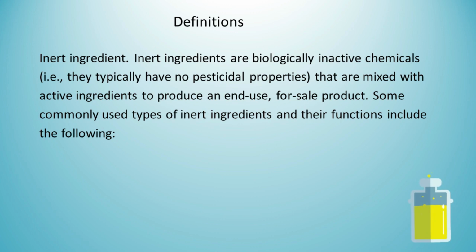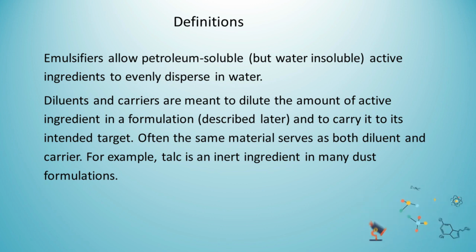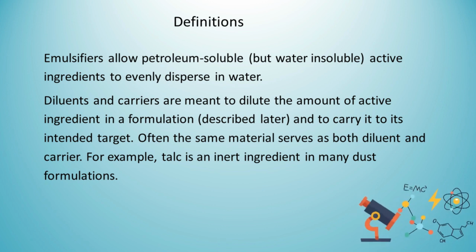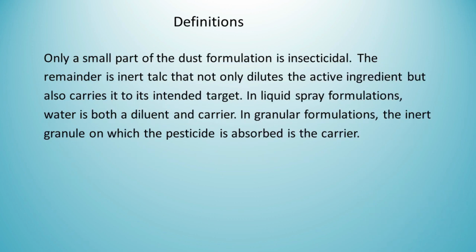Some commonly used types of inert ingredients and their functions include the following. Emulsifiers allow petroleum-soluble but water-insoluble active ingredients to evenly disperse in water. Dilutants and carriers are meant to dilute the amount of active ingredient in a formulation described later and to carry it to its intended target. Often the same material serves as both dilutant and carrier. For example, talc is an inert ingredient in many dust formulations. Only a small part of the dust formulation is insecticidal. The remainder is inert talc that not only dilutes the active ingredient, but also carries it to its intended target.